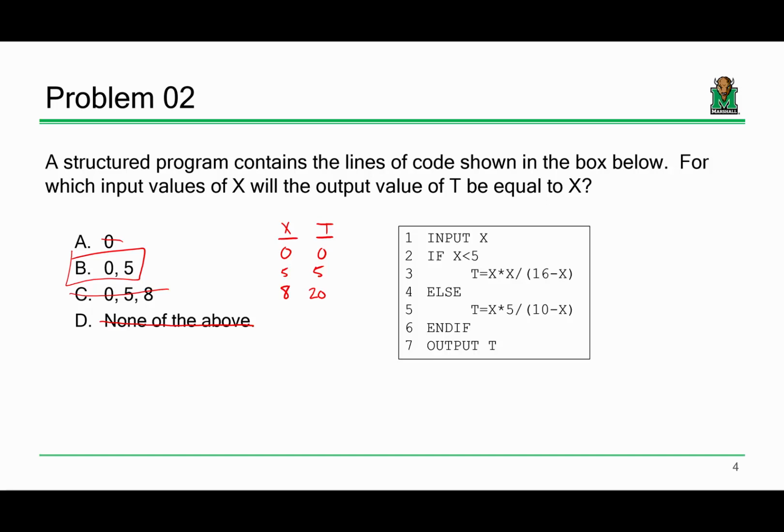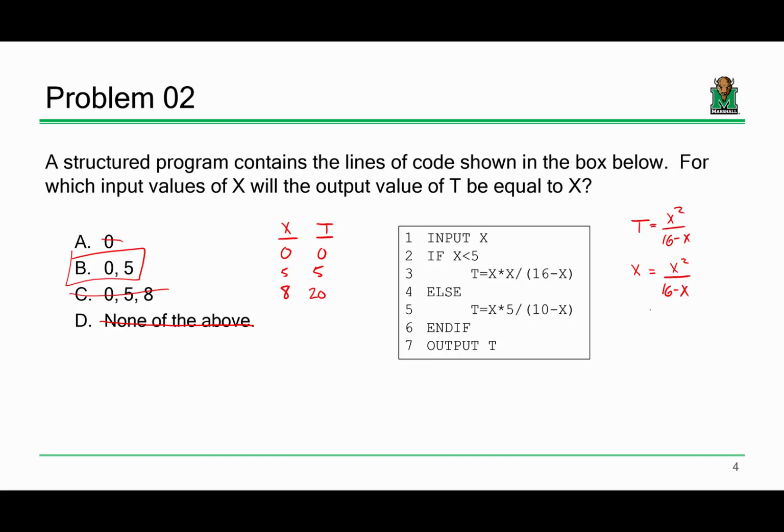Another way of handling it is to try and be a little algebraic. For instance, the first equation is t equals x squared over 16 minus x. That's just me writing it in algebraic notation. The problem is asking for what values of x you input do you get an equal value of t. So algebraically, I could set t equal to x and solve, and ask what values of x I can plug in and get the same value on the right-hand side as on the left-hand side.